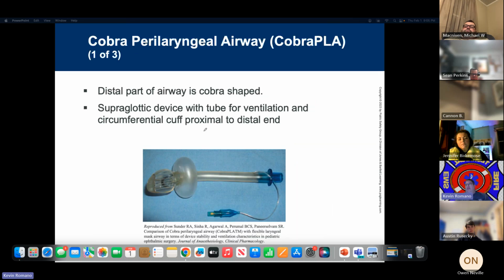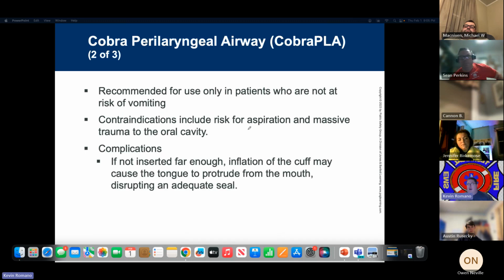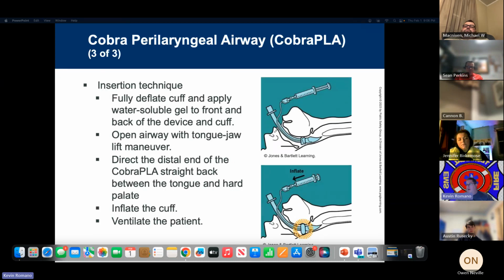This is what they call a Cobra PLA. I have not seen these things in a very long time, but your services may. I can tell you in New Hampshire and Maine, they don't carry these. But it's a supraglottic device with a tube for ventilation. Again, recommended use only for patients who are not at risk of vomiting. As you can see here, it goes in. Here's your inflation here, and you ventilate.